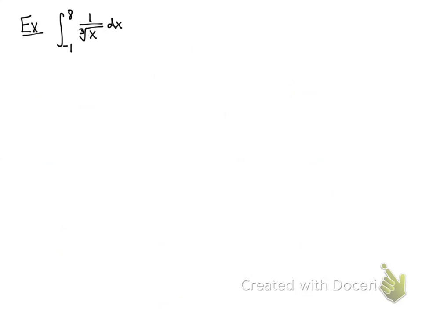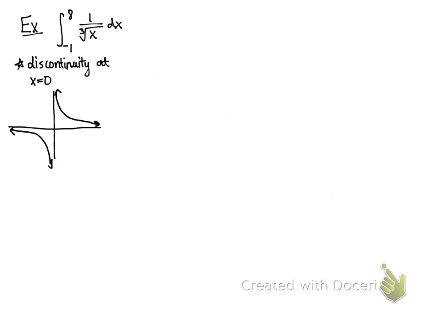Let's try to find the integral from -1 to 8 of the function 1 over the cube root of x. Notice that this function has a discontinuity at x equals 0. When you try to plug in x equals 0, you get 1 over 0, and that's a problem. The graph of the function looks like this. So at x equals 0, we've got an infinite discontinuity, a vertical asymptote.